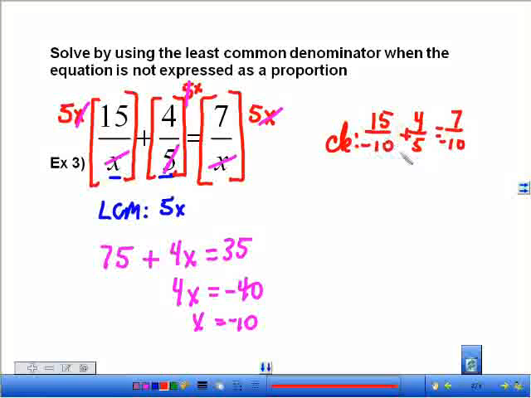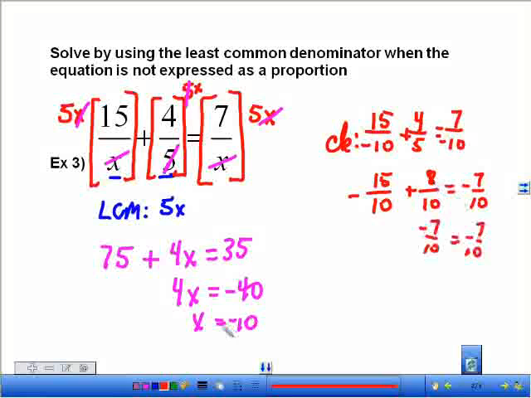Okay, let's find a common denominator here. Between the 10 and the 5, I have a common denominator of 10. So now I have negative 15 over 10 plus 8 over 10 equals negative 7 over 10. And that does work out. Negative 15 plus 8 equals negative 7. So that is our answer. Negative 10 is our answer.